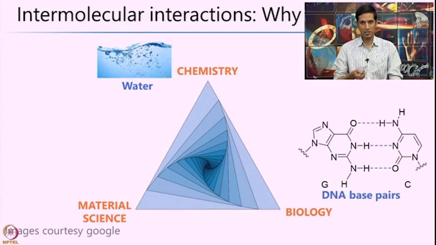If you now come to biology, I am sure you are all aware of DNA and other biological molecules. If you look at the DNA base pairs such as guanine and cytosine, you do see that they are held together by intermolecular hydrogen bonding, as shown here with these dashed lines. These are the hydrogen bonds between the oxygens and the hydrogens. This intermolecular hydrogen bond is very critical for the formation of these GC or AT base pairs, and consequently the formation of the DNA double helix, which is a very important biological macromolecule.